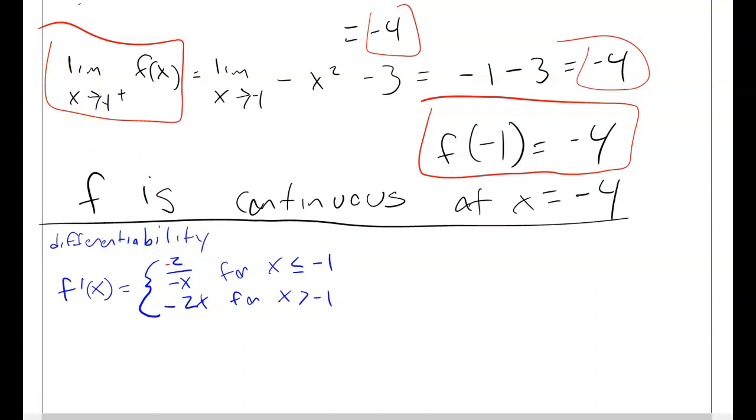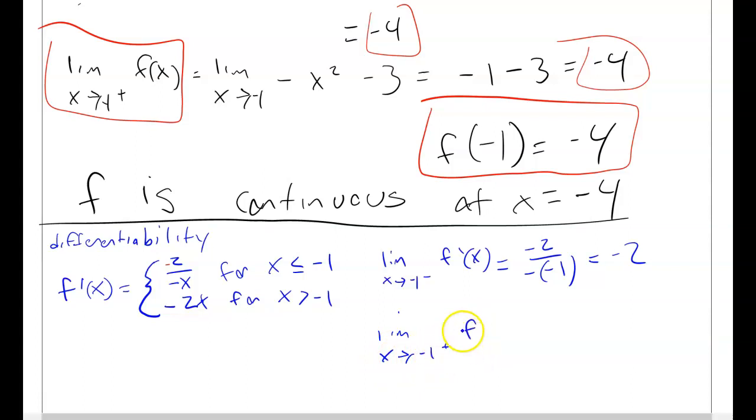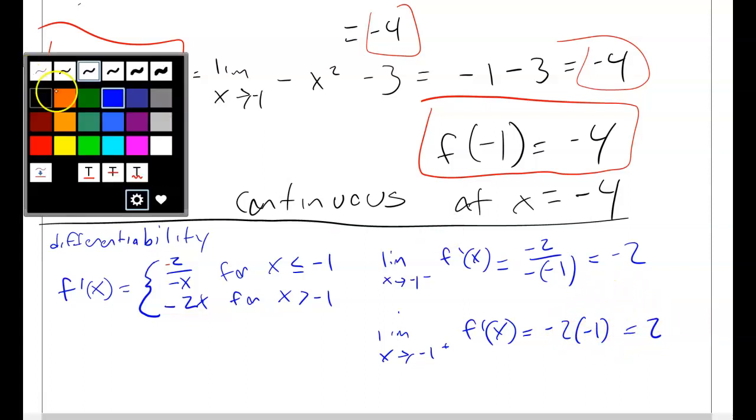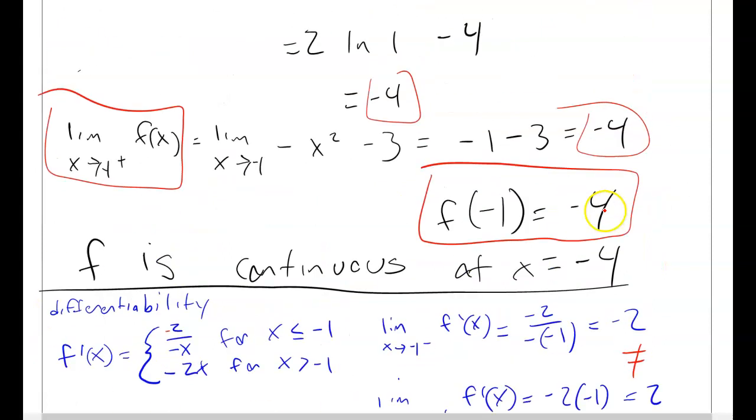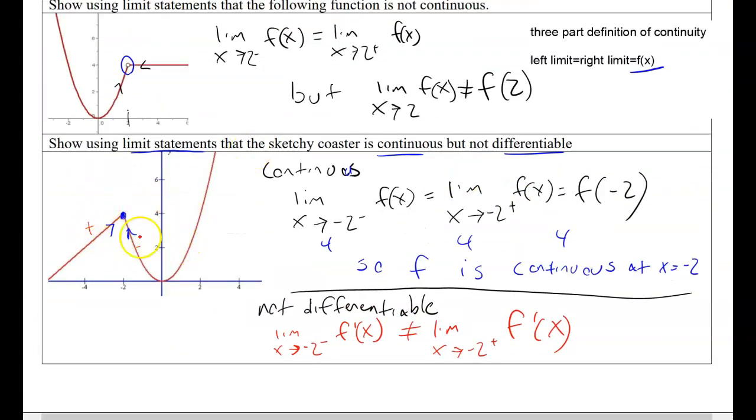Okay, and then I'm just checking to see if both sides are equal. So I can say the limit as x approaches -1 from the left of f prime of x is equal to what I get when I plug in -1, which is -2 over -1, which looks to me like it is 2. And the limit as x approaches -1 from the right of f prime of x is equal to just -2 times -1, which is equal to 2. Okay, so notice these things are obviously not the same, right? So I'd say f is not differentiable, because what we just showed is that we have a sketchy sharp point in our roller coaster.